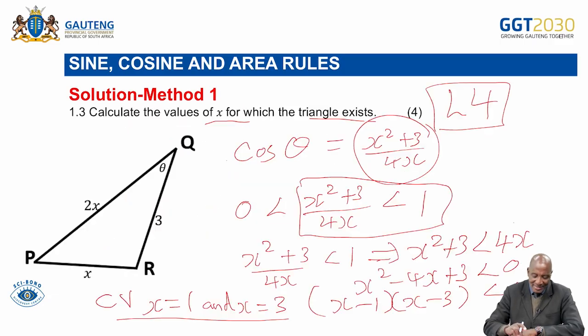You should have focused on the given value for the cos of theta, which is x squared plus 3 divided by 4x. That must be trapped between 0 and 1. Why 0 and 1? We're not worried about the negative side. We're focusing between 0 and 1. The maximum it can reach is 1. The minimum in this case is 0. Why 0? Because x definitely has to be above 0. Right, that's one method that one could have used to answer this question.